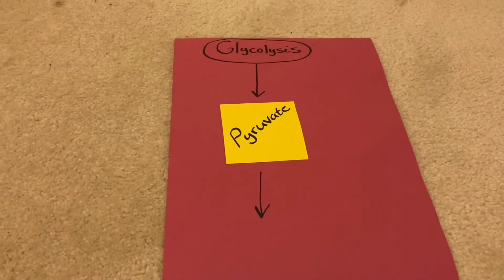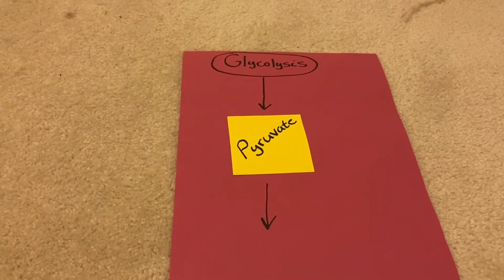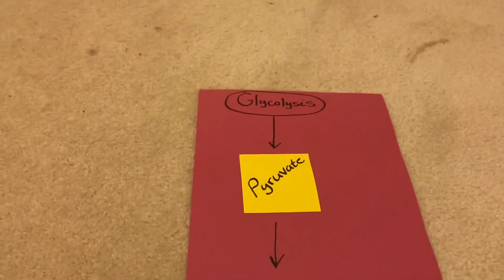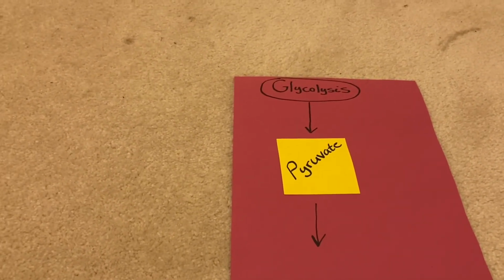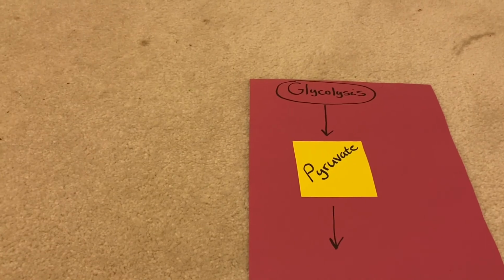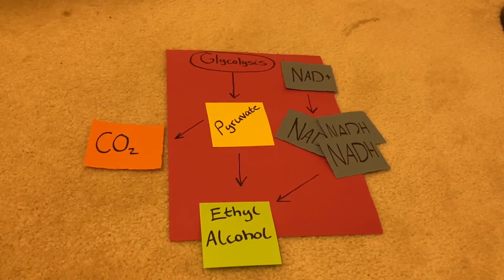In bacteria, instead of producing lactate, the primary product of fermentation is ethyl alcohol. Just like in lactic acid fermentation, alcoholic fermentation involves pyruvate being reduced, resulting in an accumulation of NADH, creating ethyl alcohol. A byproduct of this reaction is CO2.